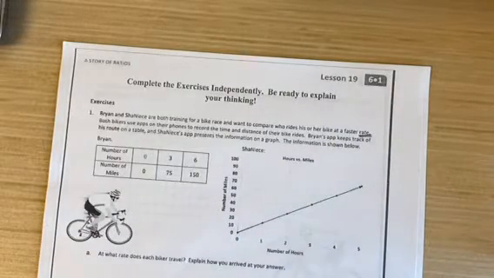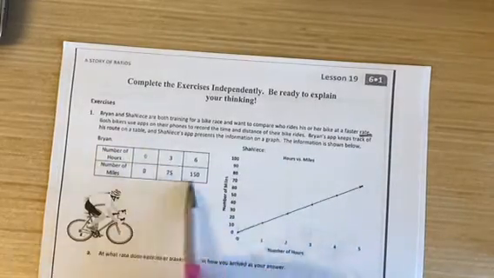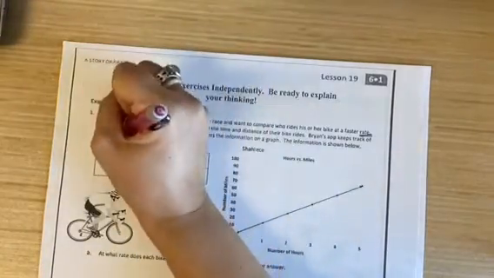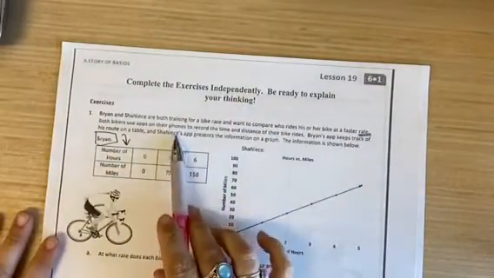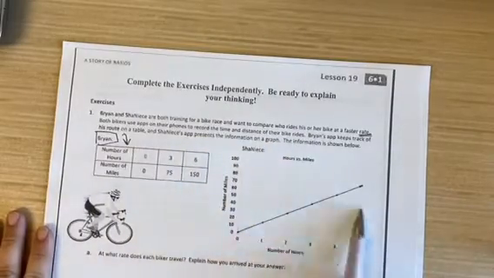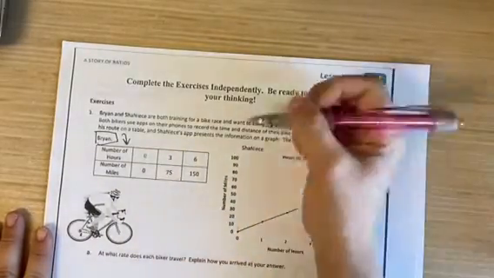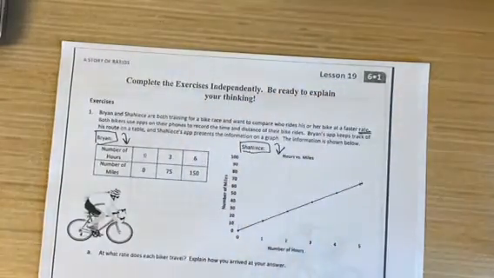Both bikers use apps on their phone to record the time and distance of their bike rides. So Brian's app keeps track of his route on a table. So for Brian, we see this ratio table here. For Shanice's app, it presents the information on a graph. So here we have a graph of hours versus miles, and that's representative of Shanice's data. The information is shown below.